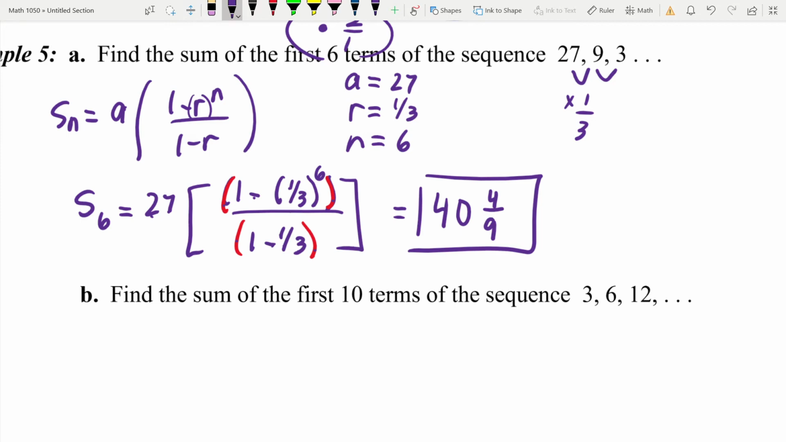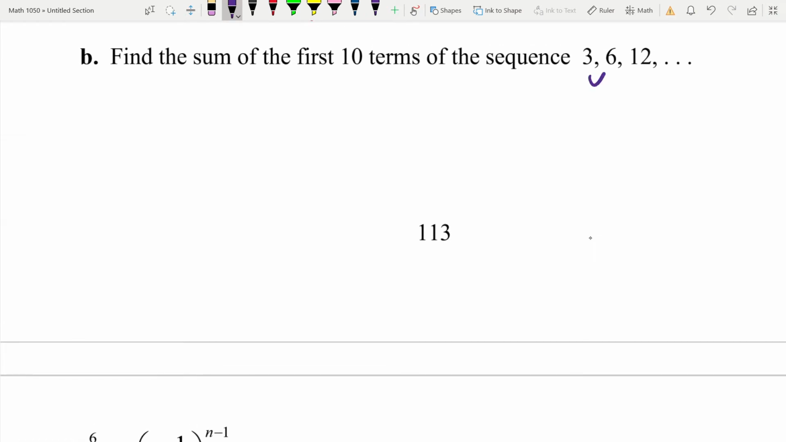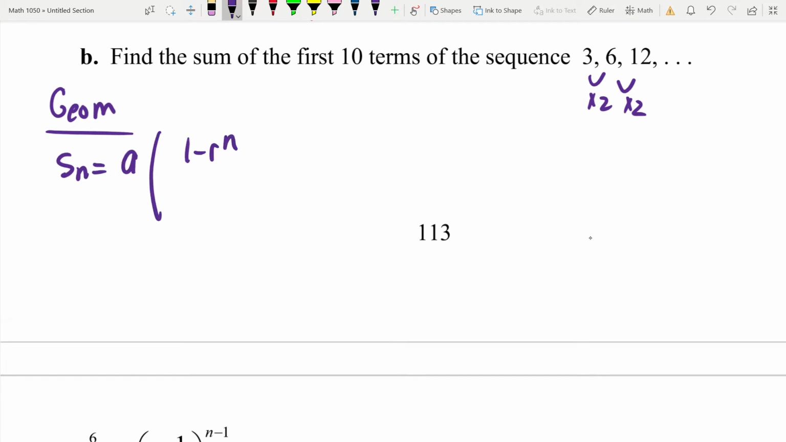Okay, question B. Find the sum of the first 10 terms of the sequence. Okay, so I can see that I'm multiplying by 2, multiplying by 2. Okay, so I know that this is geometric. Then I'm going to write my formula. S sub n equals a times 1 minus r to the n over 1 minus r.